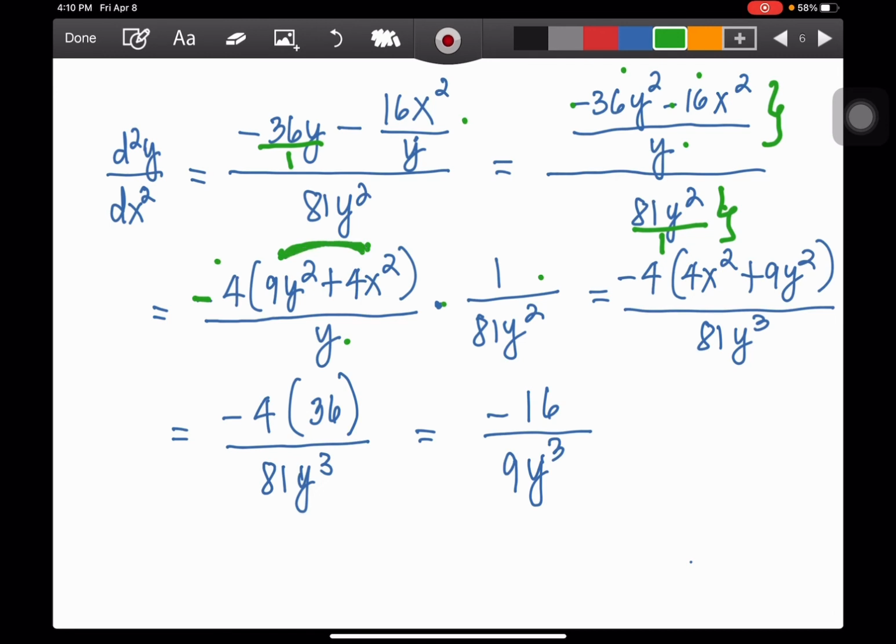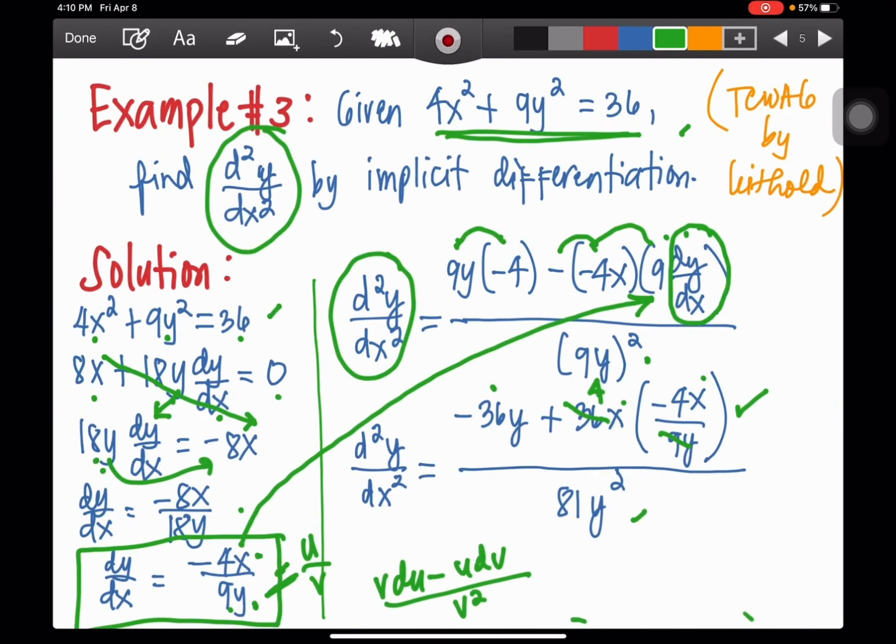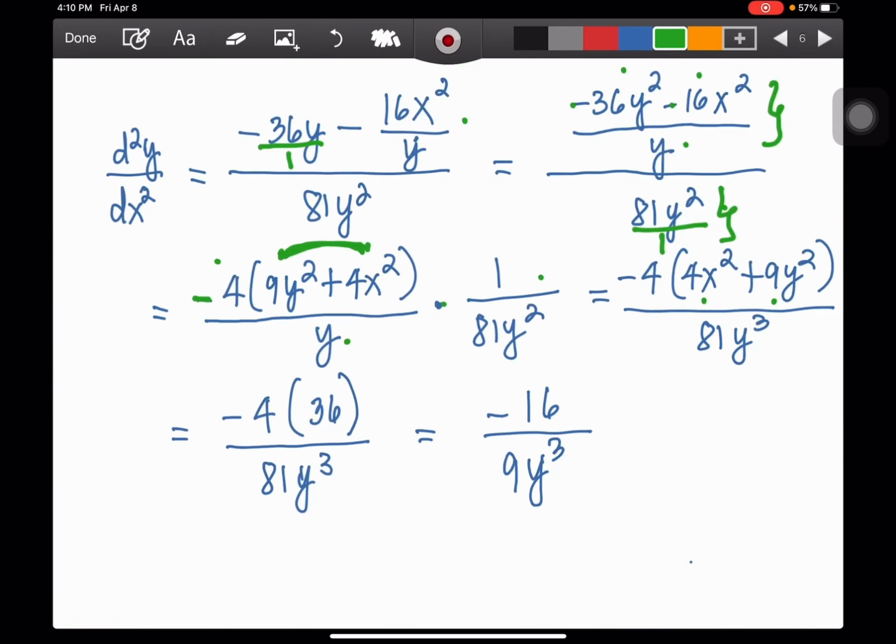After which I arrange this order so that I could have 4x squared plus 9y squared. But anyway, that's the commutative property. Why did I arrange that? So that it could be clear to you that I'm going to substitute 4x squared plus 9y squared by 36. So 4x squared plus 9y squared is now replaced by 36. Multiplied by 1 is 1.